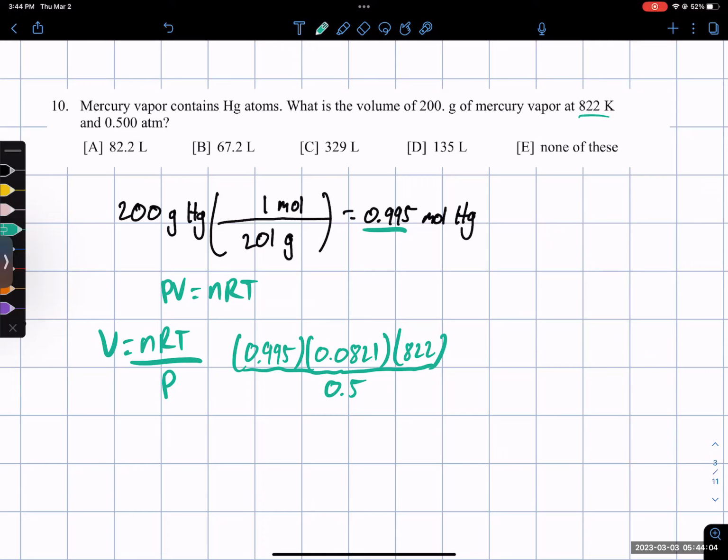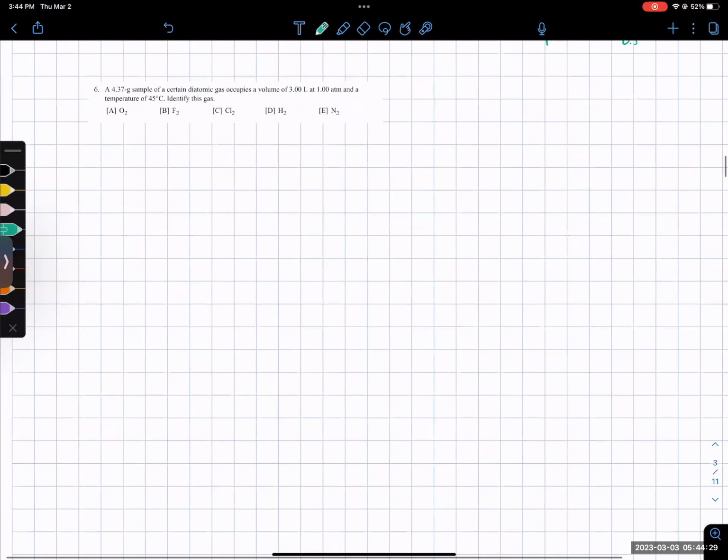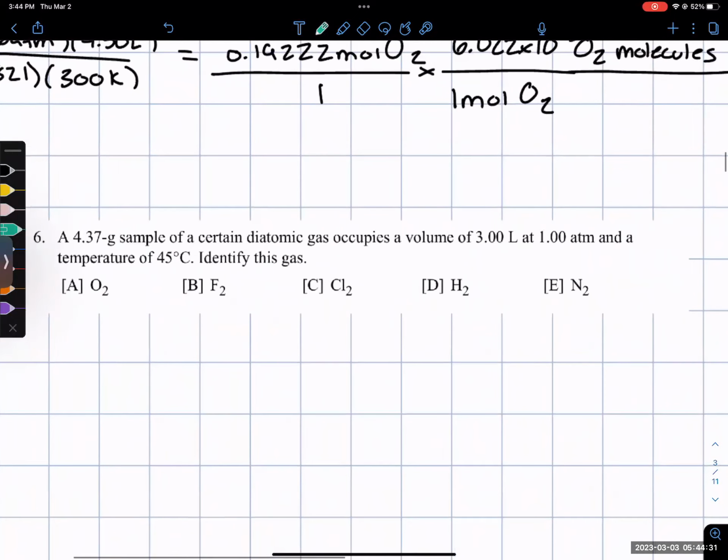And we will get an answer of 134.3 liters. And I know this doesn't round up, but since I rounded the molar mass, it's probably close to 130. Does that make sense? All righty. Good job.